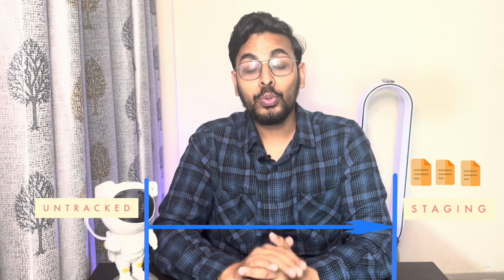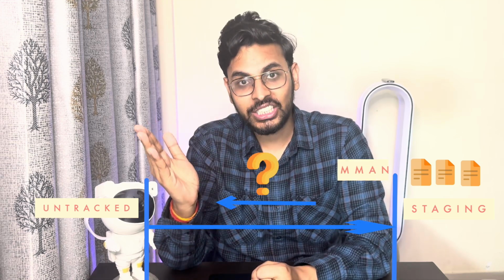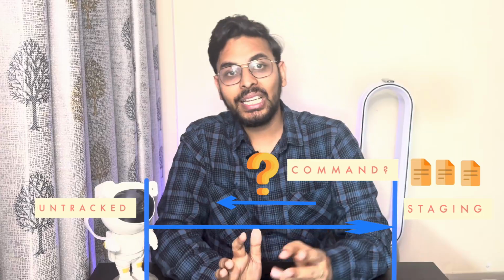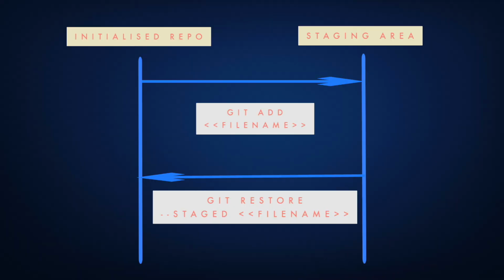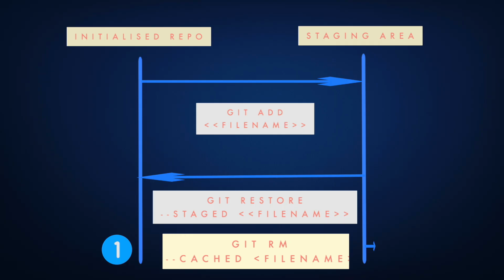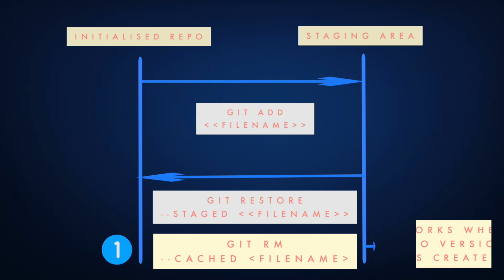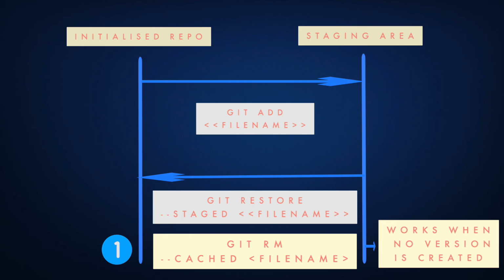Now I want to introduce you to one more concept. Let's say we have added some files in our staging area. What is the command if you want to remove some files, I mean roll back from the staging area to the untracked area? There are basically two commands. There is a condition that applies to the first command. If you don't have any version in a specific directory, the command that you have to run is git rm --cached file name.